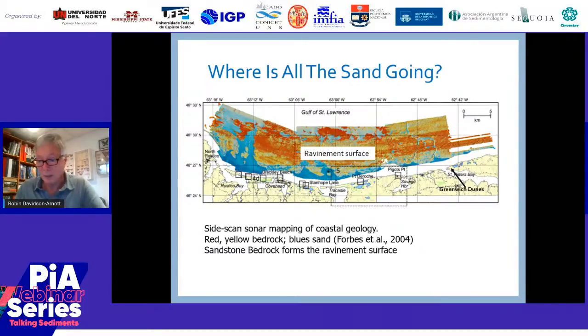This is true in the Gulf of St. Lawrence. It's true on much of the east coast of the US. It's true in Australia. It's true in the Bay of Bengal, where we've done a little bit of work. And so there's lots of evidence for this. And so sediment doesn't go offshore as the Bruun rule would suggest. In fact, it migrates onshore.